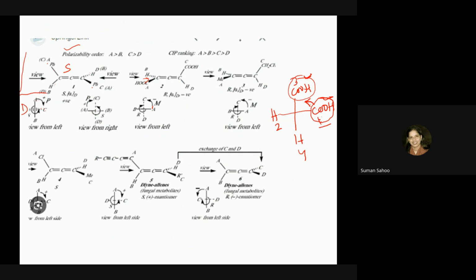For example, if you consider any other examples, you can just see. Just one thing: if from your first priority to your third priority it is in a clockwise direction, that is going to give you a positive Cotton effect, or if it is in an anti-clockwise fashion, that is going to give you a negative Cotton effect. So I hope you understand it.